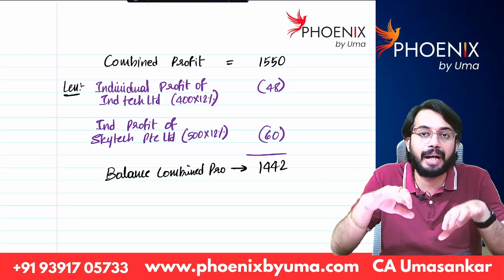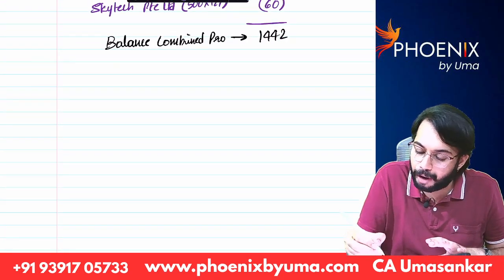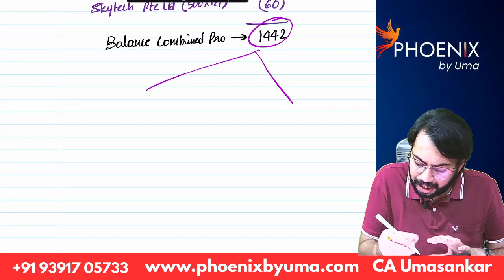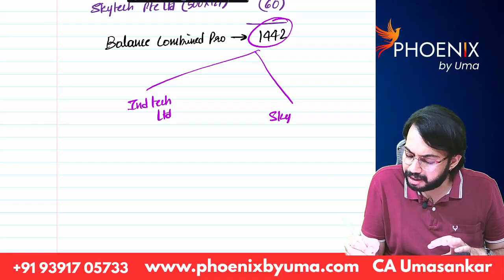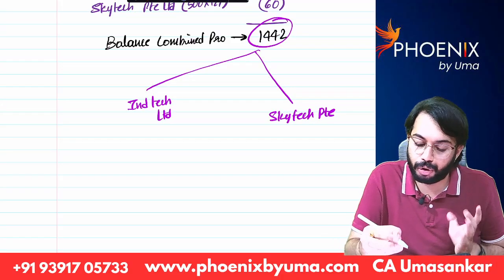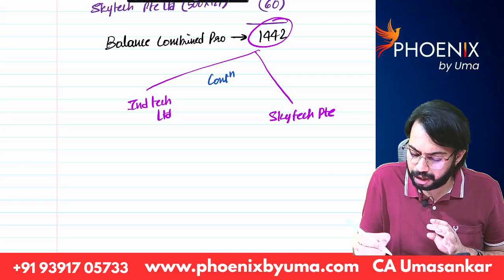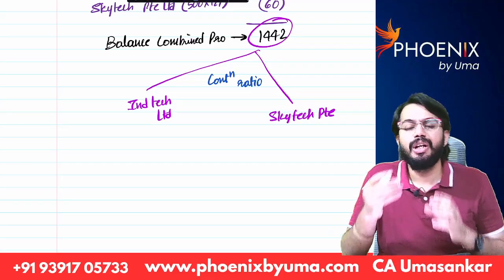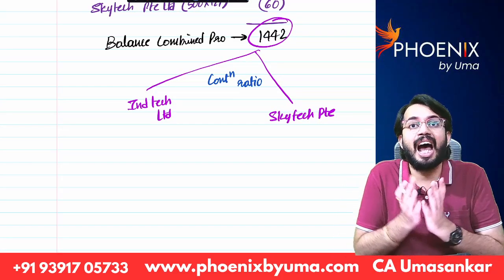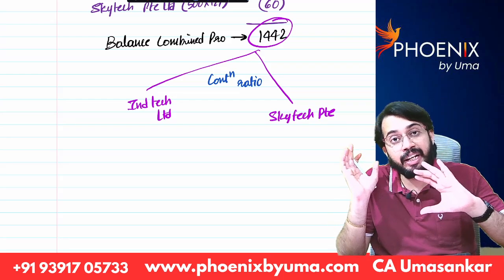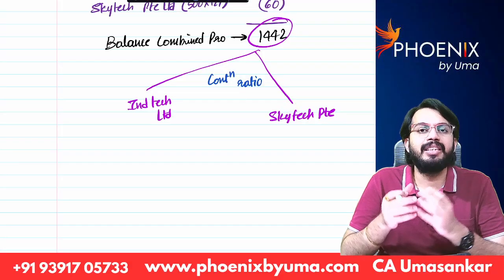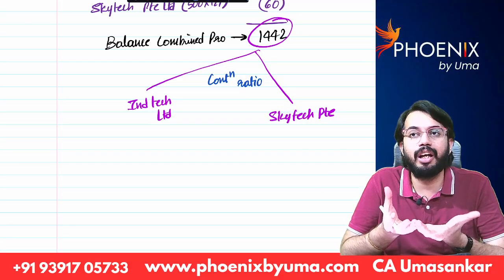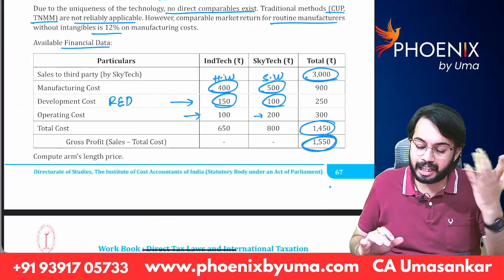Whatever the balance combined profit is, this balance combined profit is to be apportioned between Inditech Limited and SkyTech Pte Limited based on contribution ratio. That means to develop that drone, how much is the effort kept by Inditech Limited? How much is the effort kept by SkyTech Pte Limited? See, generally effort means research and development.